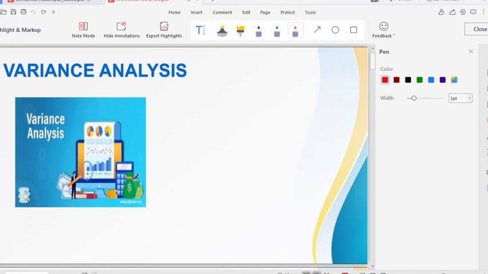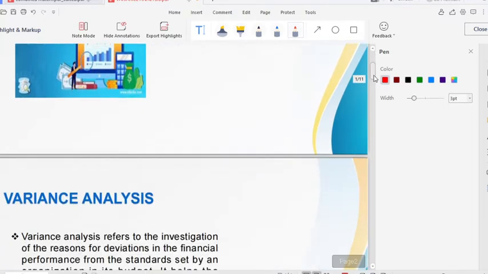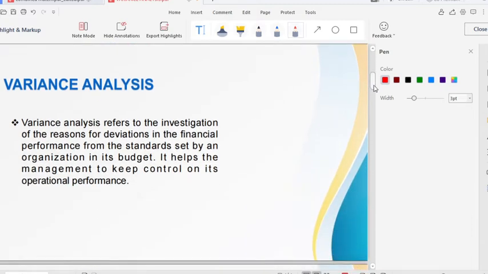Hello everyone. Today we will be studying variance analysis. So let us see the meaning of variance analysis. Variance analysis refers to the investigation of the reasons for the deviations in the financial performance from the standards set by an organization in its budget. It helps the management to keep control on its operational performance.